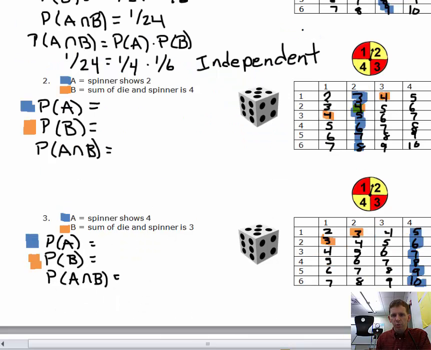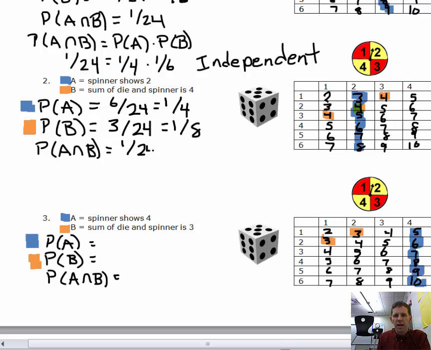Okay, so on problem 2, we're looking at event A, the probability the spinner shows a 2, and event B, the sum of the die and the spinner is 4. For event A, we've highlighted in blue the spinner showing a 2. This happens 6 out of 24 ways on this diagram, which is equal to 1/4. The sum of the die and the spinner being 4 happens along this diagonal. This happens 3 ways out of 24, which is equal to 1/8. The probability of A and B, the intersection, is where the spinner shows a 2 and the sum of the die and spinner is 4. This happens one way right here out of 24 events.